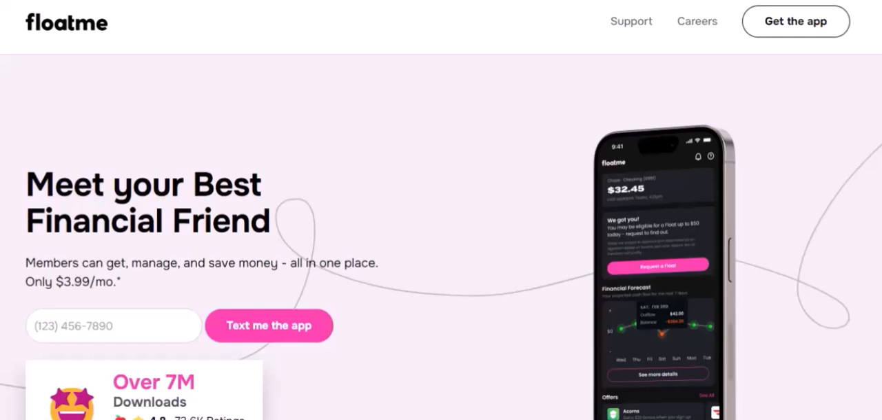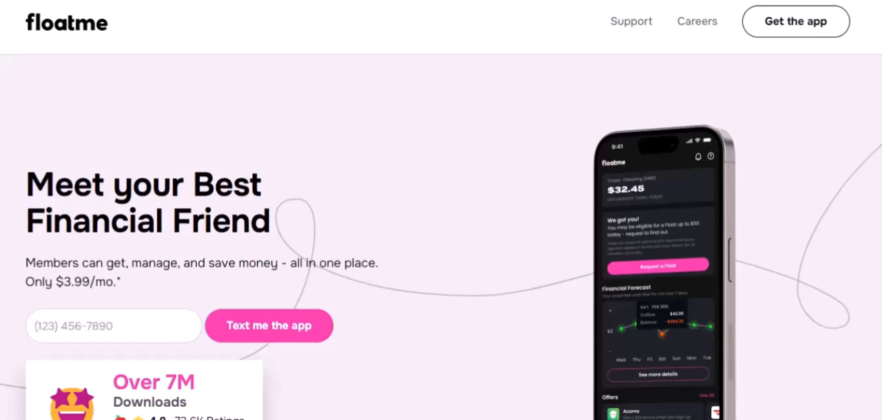How to check your FloatMe interest rate. So, how can you find out your exact FloatMe interest rate? It's pretty straightforward. You can usually find this information within the app itself. Look for a section labeled interest rate or something similar. If you can't find it there, you can always contact FloatMe's customer support.